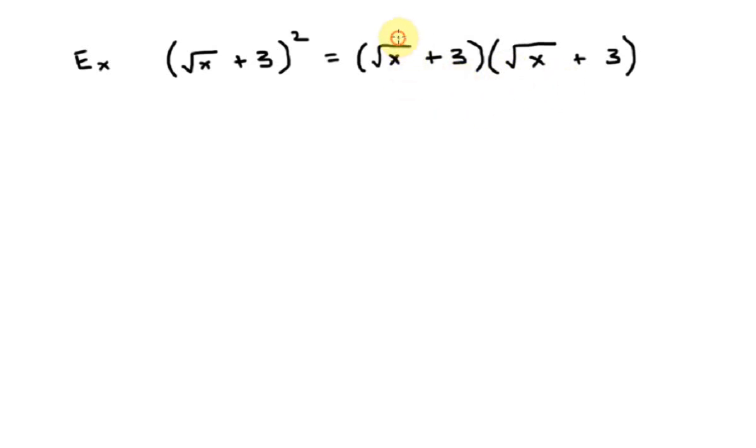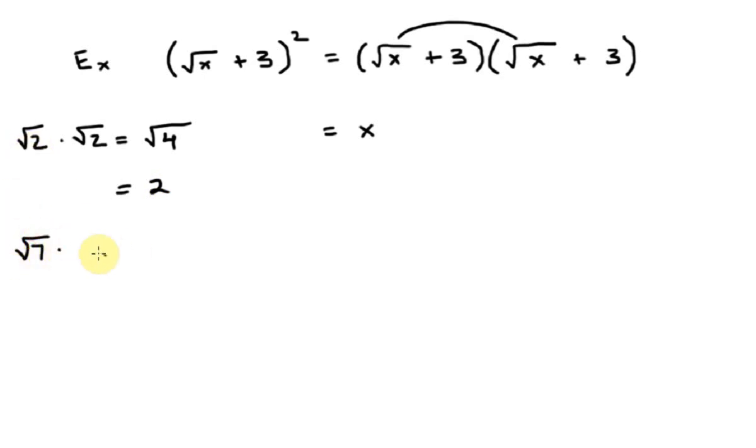In other words, I got to go root x times root x. Well, root x times root x, that's just going to be x. Now just so we're clear on that, it's kind of like if you took root 2 and you multiplied it by root 2. You'd end up with root 4, which is just 2. So if you see root 7 times root 7, I don't need to keep going. I know I'm going to end up with 7.